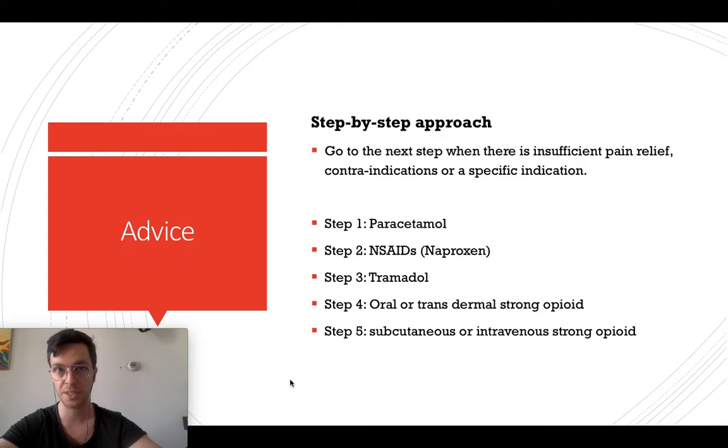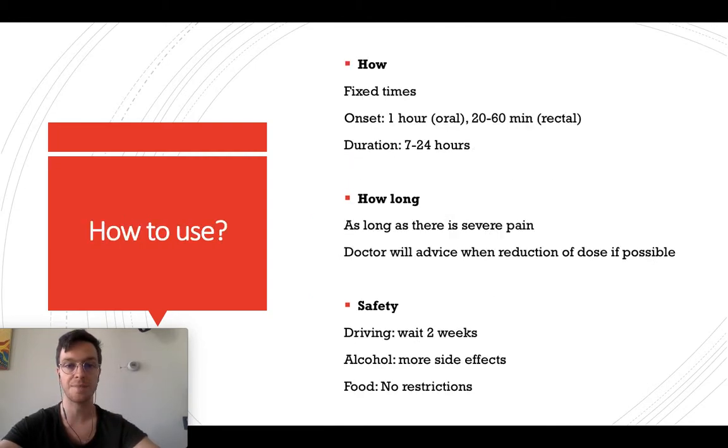Step 1 is always paracetamol. It's cheap, very safe, has almost no side effects, and is quite effective. If this is insufficient, then you go to the next step. NSAIDs like naproxen, ibuprofen, diclofenac, you can combine them with paracetamol. The next step is tramadol, which is a weak opioid. You can also combine it with step 2 or 1. And then the next step would be oral or transdermal strong opioids like morphine or fentanyl. And lastly, subcutaneous or intravenous strong opioids. This is mostly morphine in hospital setting.